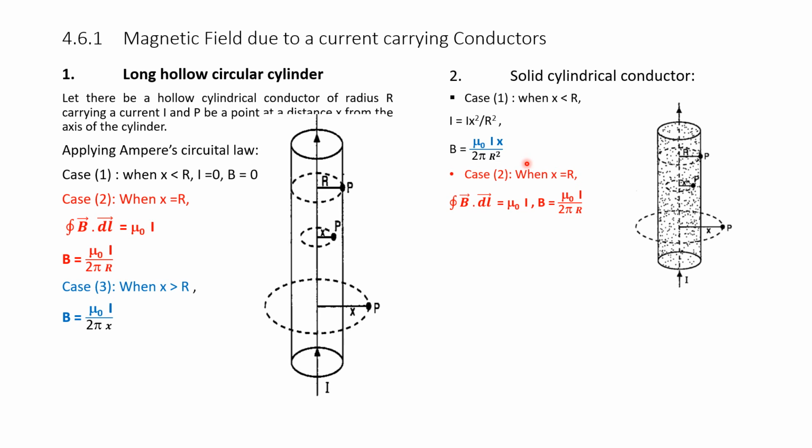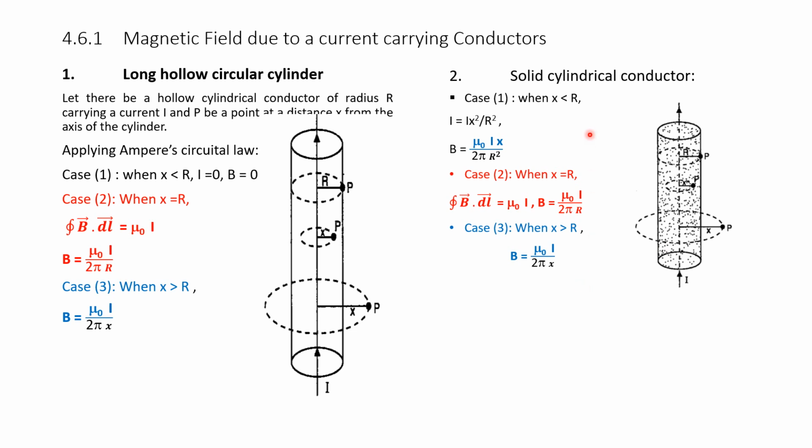Case number 2. When x is equal to R, integral B dot dl is equal to mu naught I, so B equals mu naught I over 2 pi R. Case number 3. When x is greater than R, B is given by mu naught over 2 pi into I by x, where x is the distance from the center to the point P. These are the three cases.